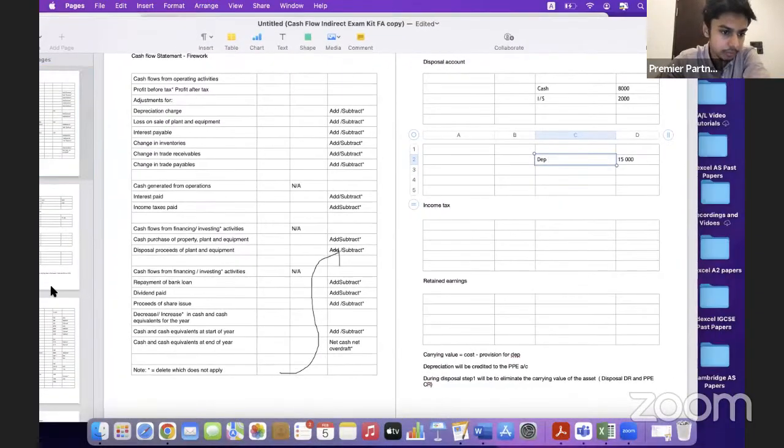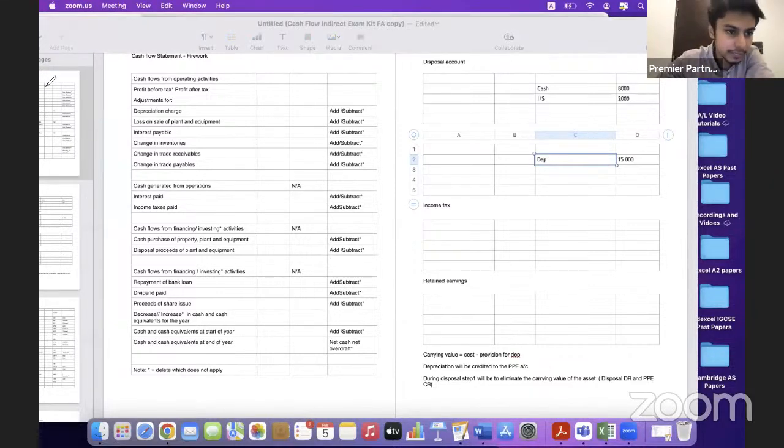Okay, now guys, look at this one, will you? Right, what is this one, guys? Cash. This is the disposal proceeds. Guys, remember when you sell an asset and when you get money, it's part of investing activity. Okay, and now guys, one more thing.